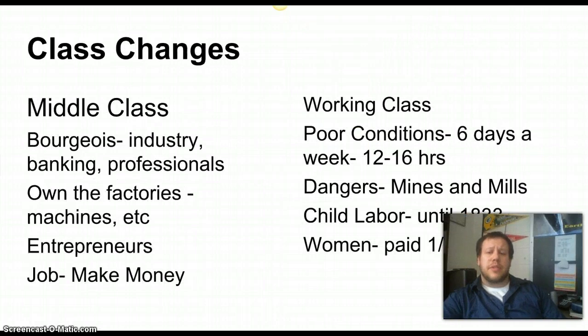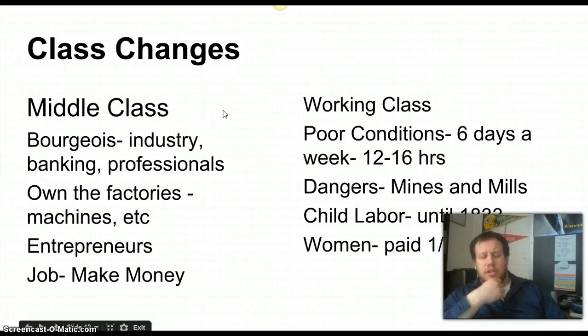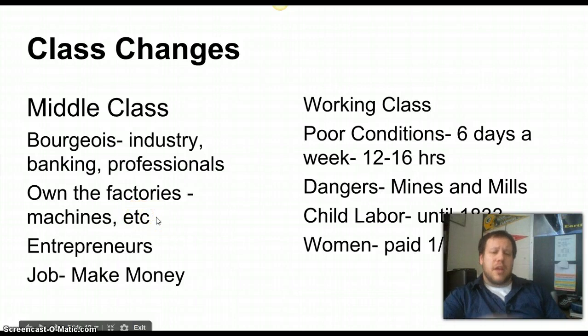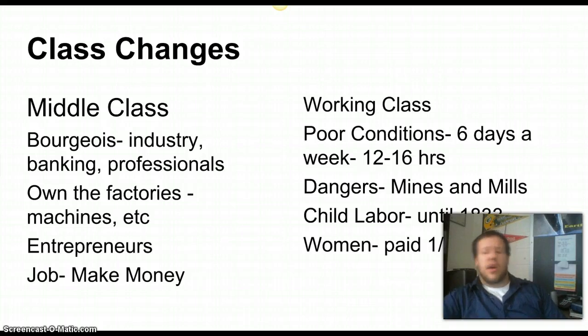Now the other thing we see is a class change. Essentially, we get a middle class and we get a working class. Middle class would be the former bourgeois. These are some of the burghers, kind of the merchant people. Well, now they've become the industry leaders, the industry owners, factory owners, bankers, professionals like doctors and lawyers, those kind of things. Basically these guys own the machines, they own the factories. They're the ones that put the money up, they're the entrepreneurs. They put that money up to build the factory, build the technology, build the equipment, and their whole job as a middle class is just to make money. Their job is to take the money, invest it, and any way they can, make money off that money.